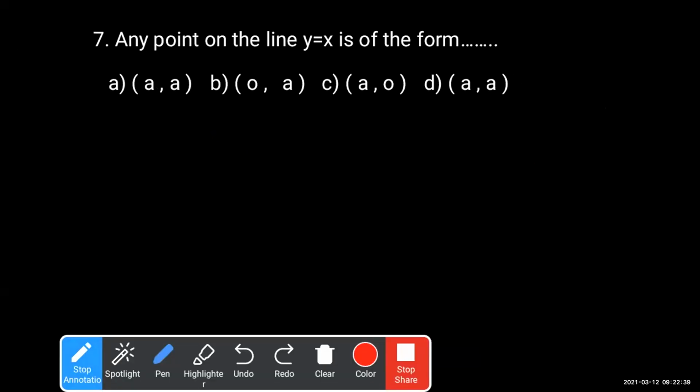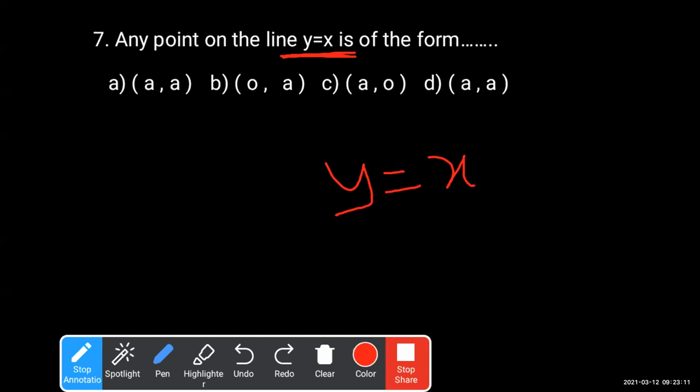Next one. Now this is again a written question. Any point on the line y is equal to x is of the form dash. Now students, they have given the condition y is equal to x. Y equal to x means what? Both the coordinates are the same. So here 4 options are given.